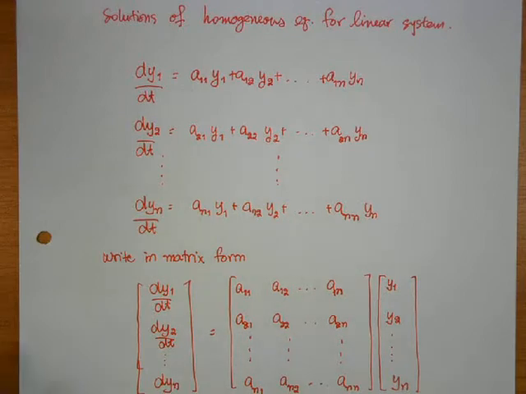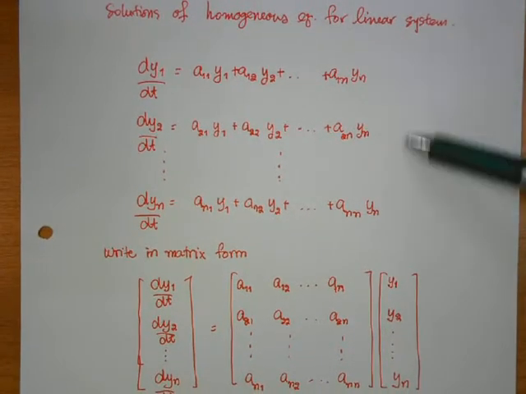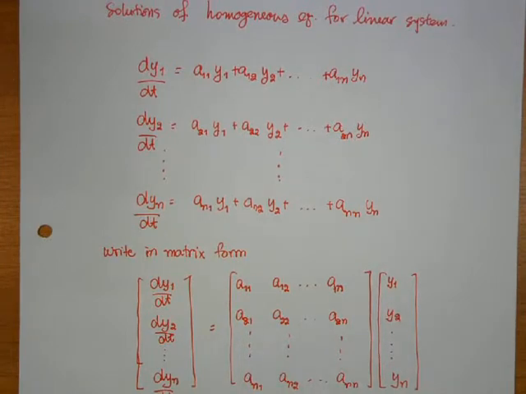Okay, the next topic is we are going to talk about the solutions of the homogeneous equation for linear systems. If we have the general equation as this function, as I said, for the linear system, you have more than one dependent variable. For example, in this case, we have y1, y2 to yn. So that's why we have n equations of the homogeneous differential equation, and we have only one independent variable, which is t.